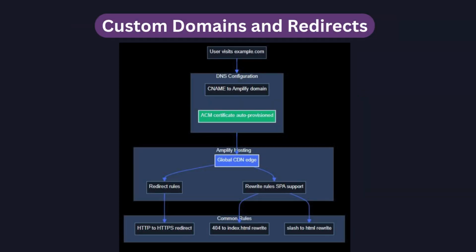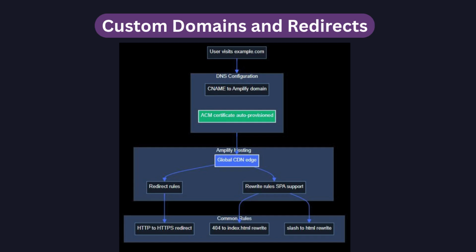Custom domains and redirects. AWS Amplify allows you to connect custom domains to your application through a simple setup in the console. Once a domain is added, Amplify automatically provisions and manages an SSL certificate. You then configure your DNS provider by adding a CNAME record pointing to the Amplify domain.